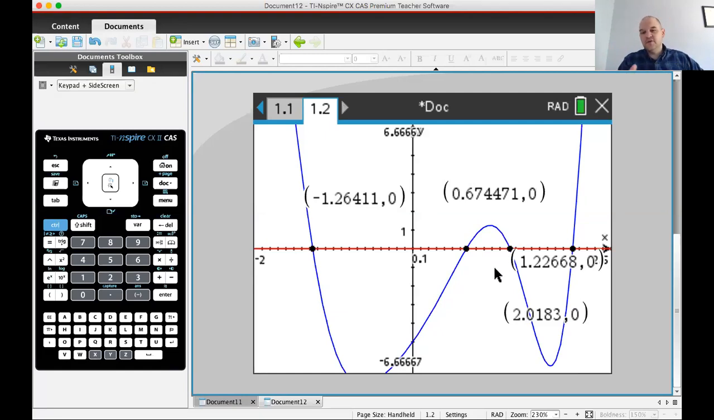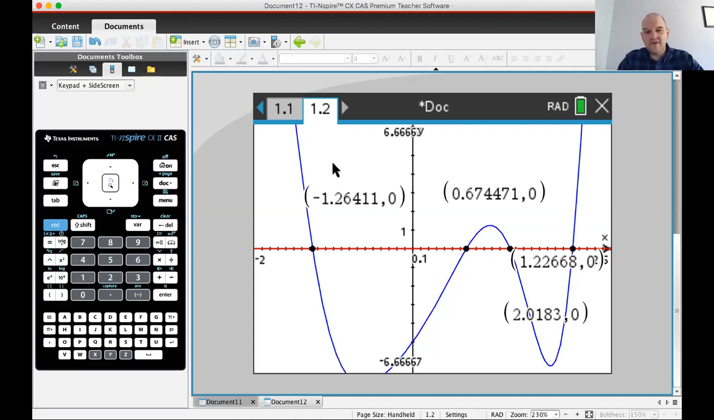The next one will be a relative maximum because the derivative is changing from positive to negative, and then we'll have another relative minimum. I don't know if I said maximum here, I meant to. It's a maximum at 1.227 because the derivative changes positive to negative, and then we're going to have a relative minimum at 2.018 because the derivative changes from negative to positive.